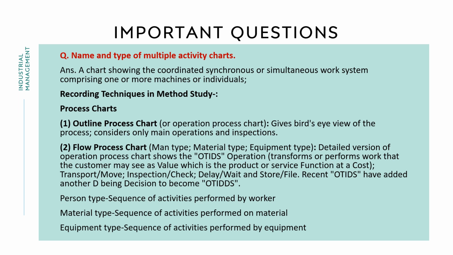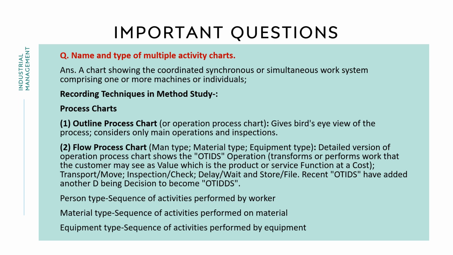Question: name and type of multiple activity charts. Answer: a chart showing the coordinated synchronous or simultaneous work system comprising one or more machines or individuals. Recording techniques in method study: Process charts. 1. Outline process chart, or operation process chart, gives a bird's eye view of the process, considers only main operations and inspections. 2. Flow process chart: man type, material type, equipment type.